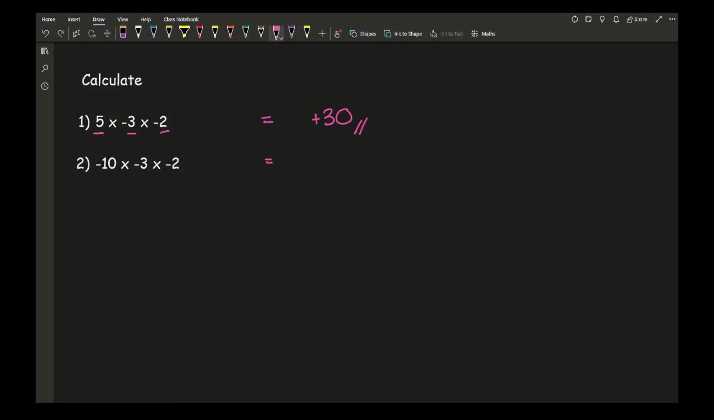Now working with question 2, I've got 10 times 3, which is 30, times 2, which is 60, but here I've got 3 negative numbers, and 3 is odd, so therefore the answer is going to be -60.